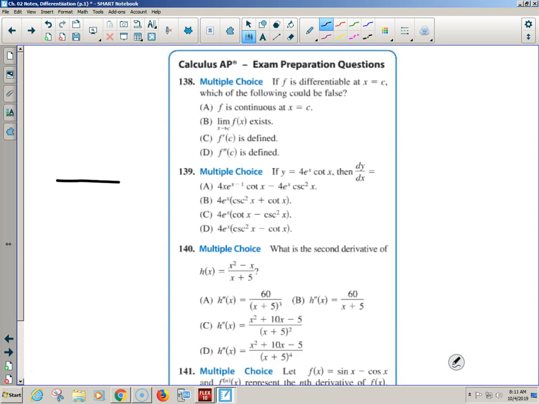4e to the x times cotangent of x, right? What should that make you think? Product. So right away, product rule. If you know that, you know a lot more than you knew last year.